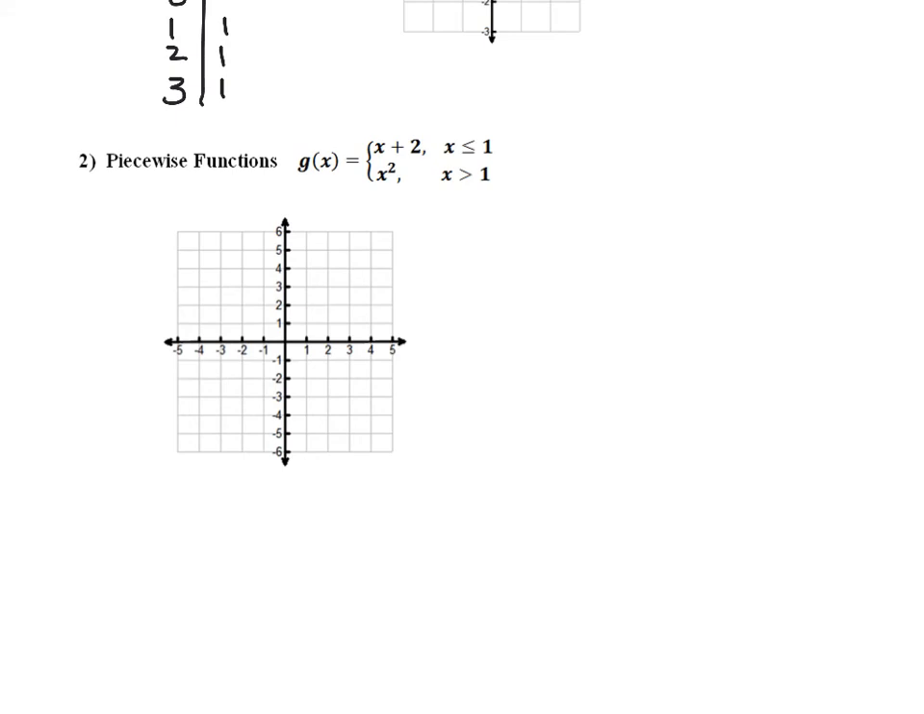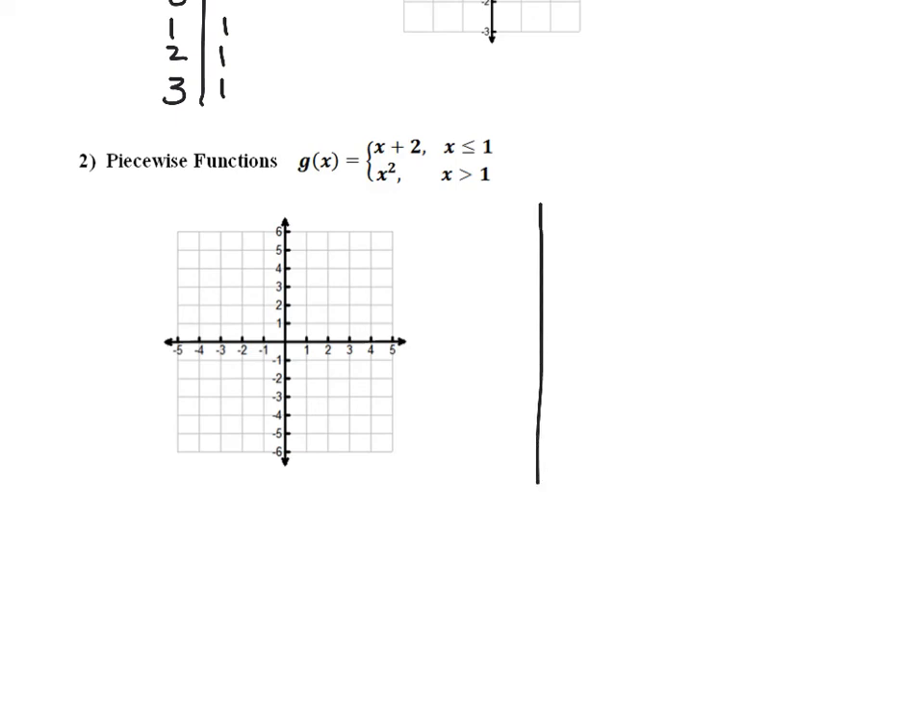Our last example is a piecewise function. And while some piecewise functions are continuous, others will be discontinuous. So it's going to be important for us to analyze each one individually. This one, g of x is equal to x plus 2 when x is less than or equal to 1, and g of x is equal to x squared when x is greater than 1. What I'm going to do is graph both of these branches and see if the branches come together.